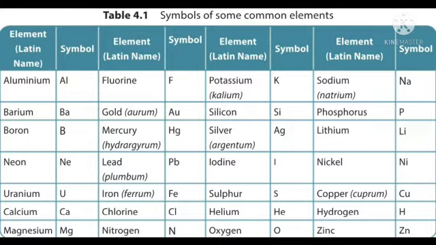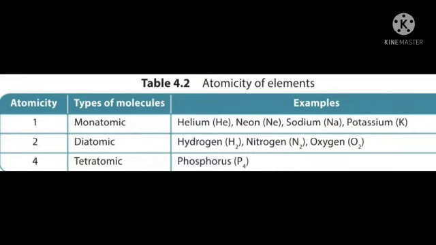Next, we learned about atomicity. What is atomicity? The number of atoms present in one molecule of an element is known as its atomicity. Depending on the atomicity, molecules can be monoatomic, diatomic or tetratomic. We studied this with examples.